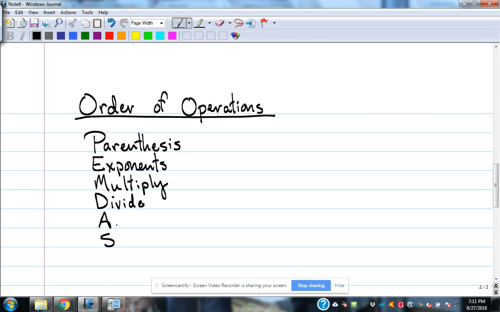The A is addition and subtraction. Same idea with the addition and subtraction. They're going to happen after multiplication and division, but addition and subtraction should happen left to right, okay, as far as doing that out of that, all right?